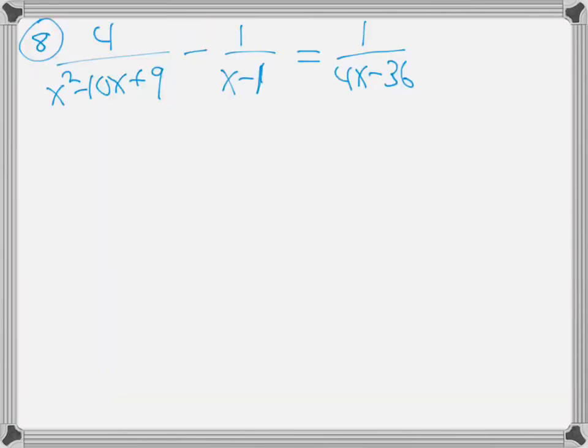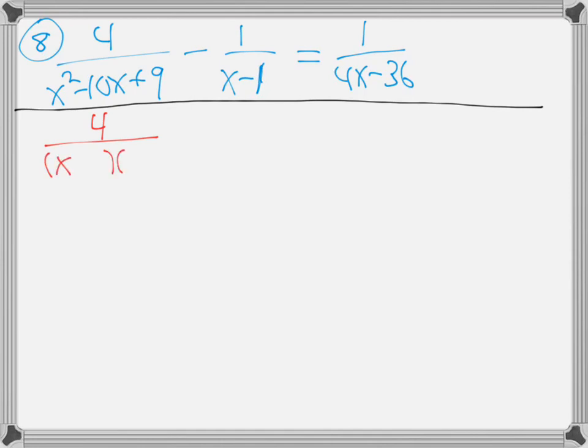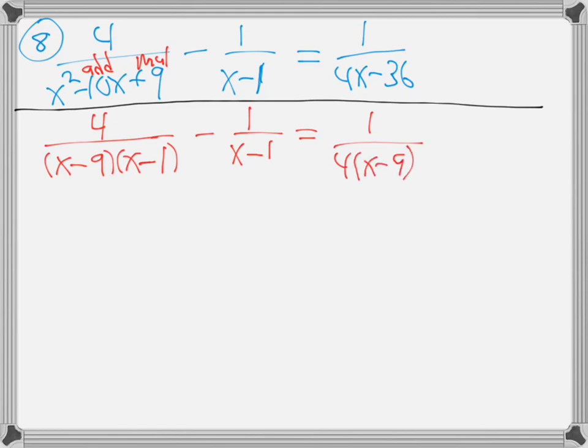Okay, so equal sign problem again. What's our first step on this one? What needs to be done with those denominators? Got to factor them, right? Can you factor those denominators? So what multiplies to be 9 adds to be minus 10? 9 and 1, both negative, right? Adds to be negative 10, multiplies to be positive 9. Other side, how do we factor 4x minus 36? Take out a 4. Good on that.